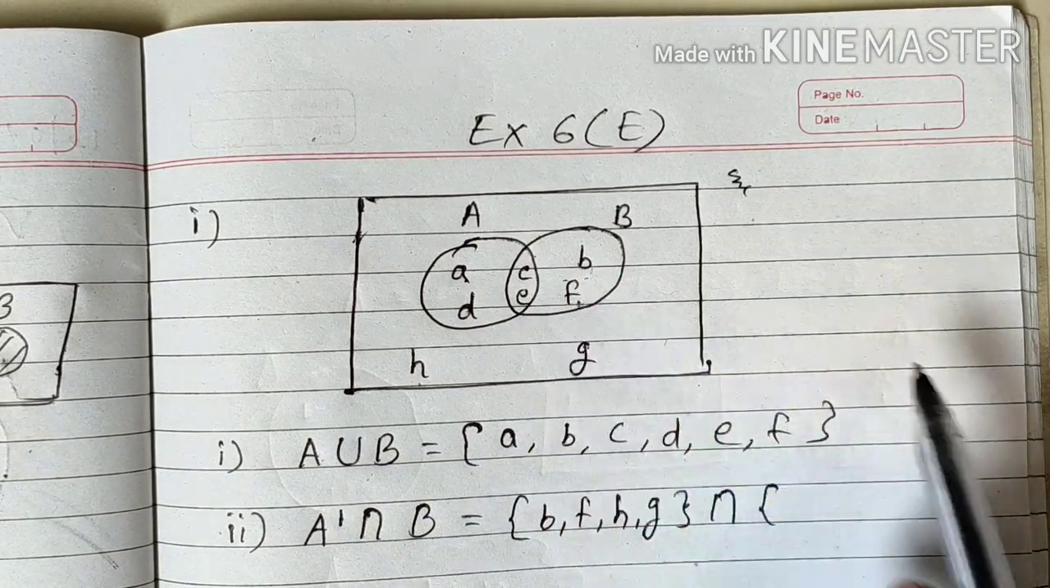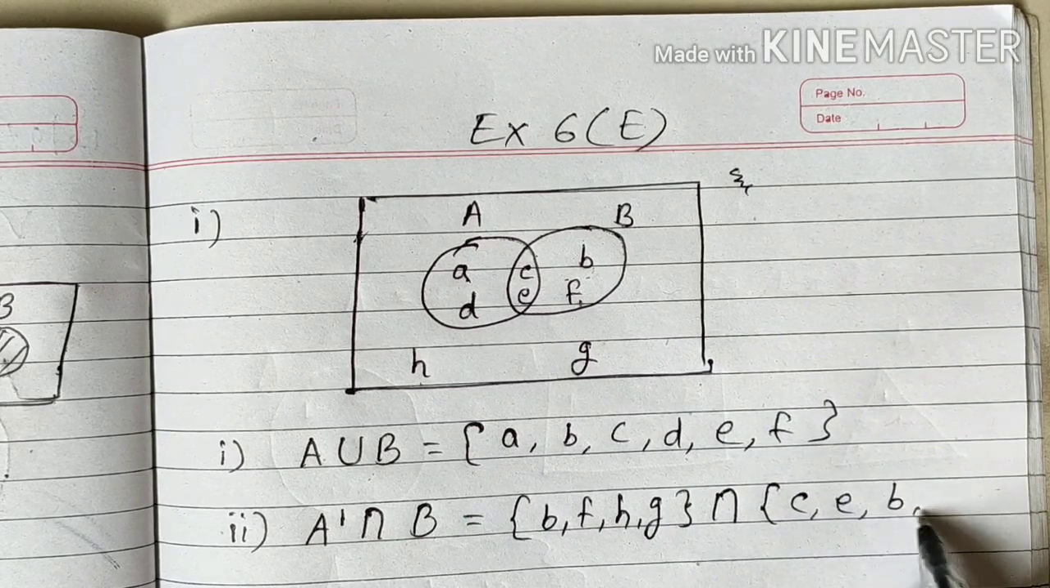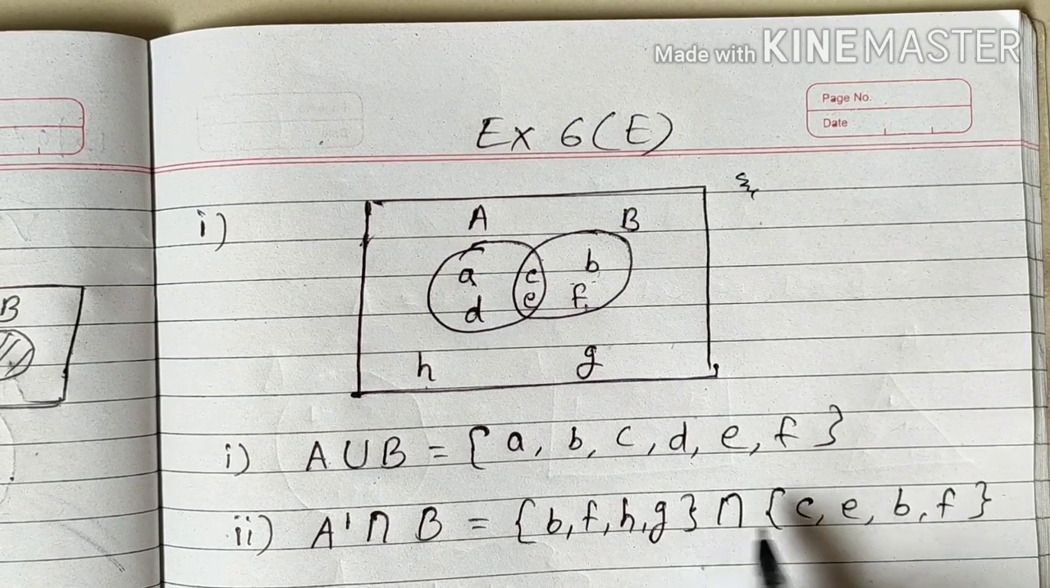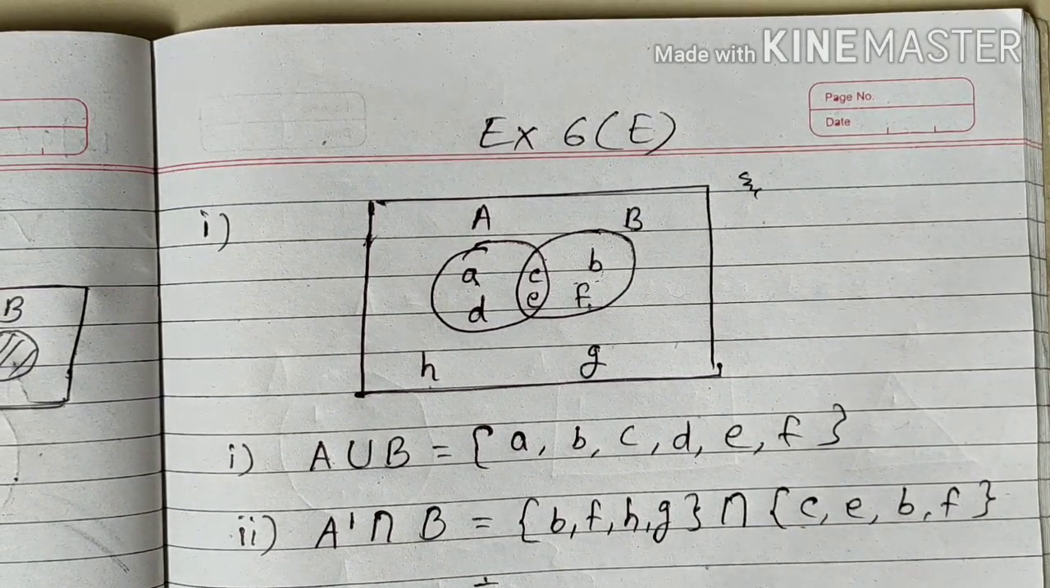C, E, B and F. Now intersection of these two. So intersection means what? Common elements between the two sets. So tell me, which are the common elements between the two sets? Is anything common here?